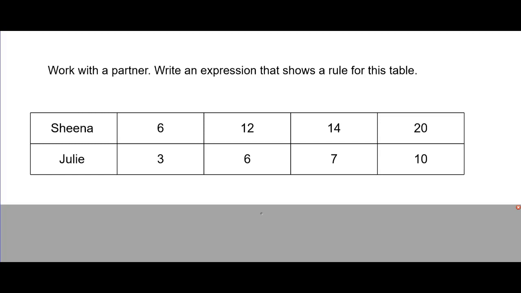Okay, so here's Sheena and Julie again. This time, Sheena has 6, Julie changes it to 3. Sheena has 12, Julie changes it to 6. 14 gets changed to 7, and 20 gets changed to 10. So if we start with Sheena and we try to find the rule from Sheena to Julie, the numbers are decreasing. So it's going from 6 to 3.